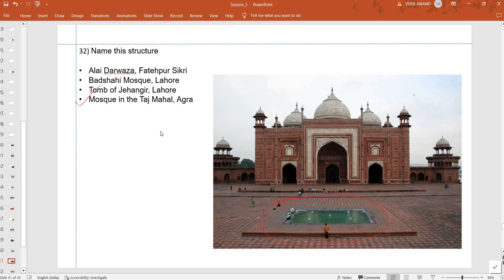You can see people sitting over there. So before praying, generally Muslims clean their hands and all. For this purpose, they use this house, for those who come for prayer.